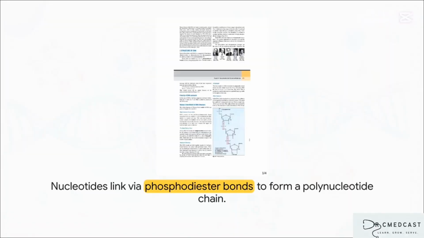Now, what's really cool is how these little units connect. The sugar of one nucleotide links up to the phosphate group of the next, and this bond is called a phosphodiester bond. When you repeat this over and over, you create a long, continuous chain with a really strong sugar-phosphate backbone. Now, notice this chain has 2 different ends, a 5' end and a 3' end. You can think of it like a one-way street. The cell's machinery can only read this code in one direction.